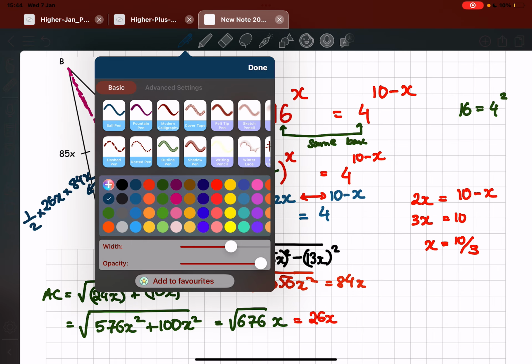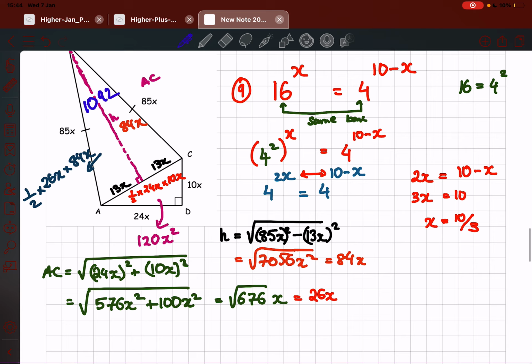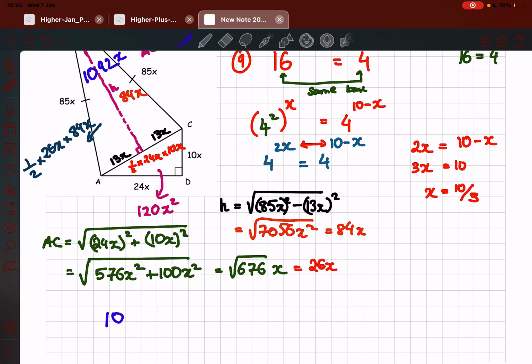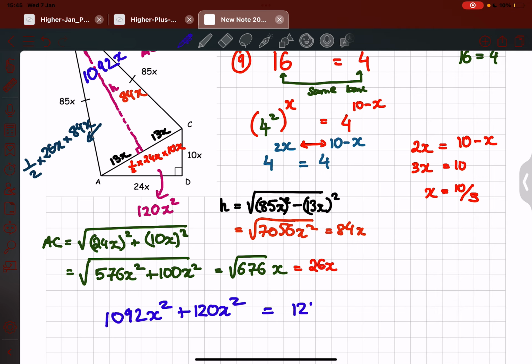So the area of the bigger triangle is 1092x squared, and the smaller triangle is 120x squared. So altogether the area of the shape would be 1092x squared plus 120x squared, which is 1212x squared. So that's that for today, and we will see you tomorrow with the next set of questions.